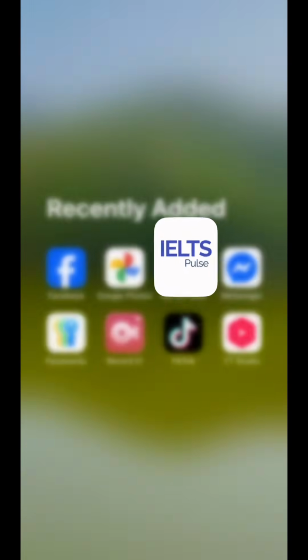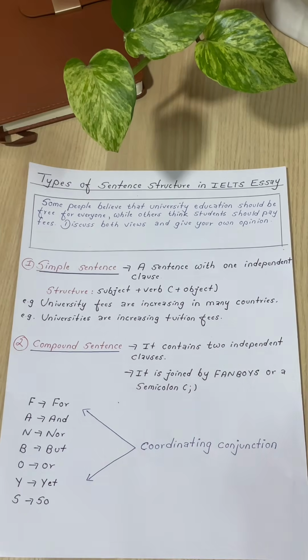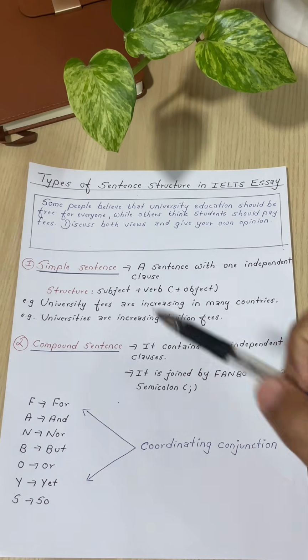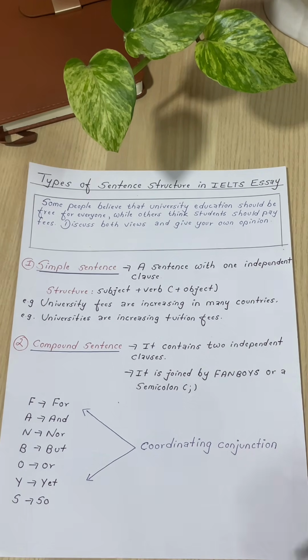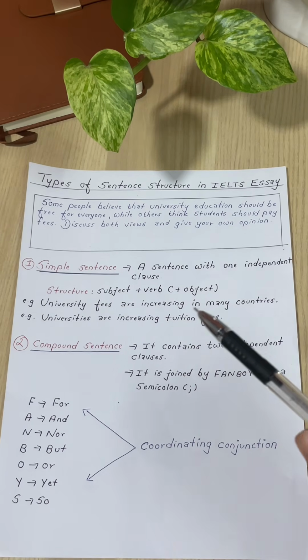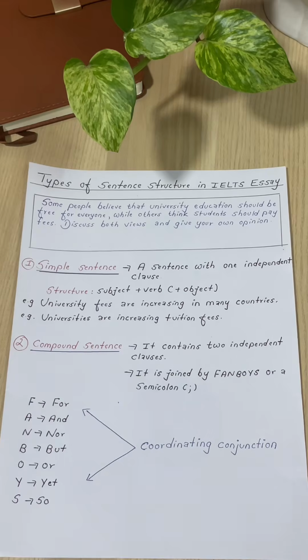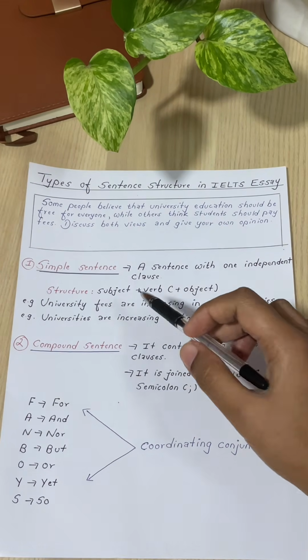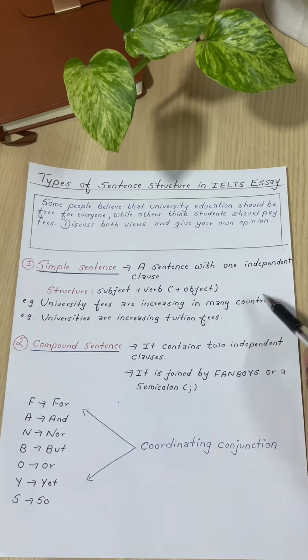Now let's get back into the video. The first in the category is simple sentence. It is a sentence with one independent clause. The structure is subject plus verb or an object. Here, object is optional. Example, university fees are increasing in many countries.